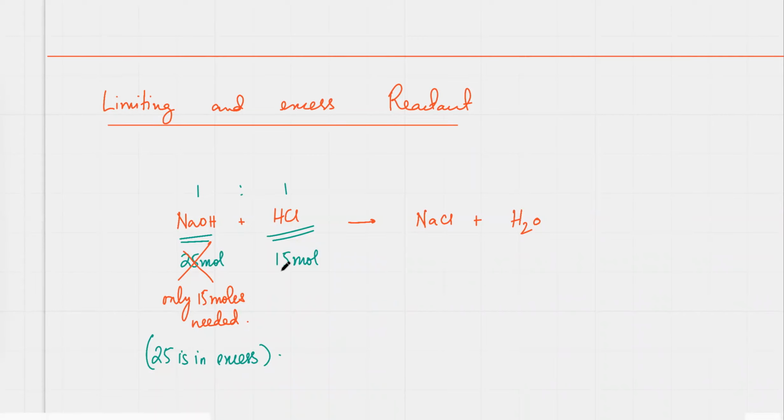So the concept is that whoever is in excess, you just ignore its moles. You just cut them out. You don't use their moles. Nowhere in the calculation would 25 be used. And why would it not be used? Because it's not taking part in the reaction in the first place. Is that clear? Yes, sir. And this other one is known as the limiting reactant.